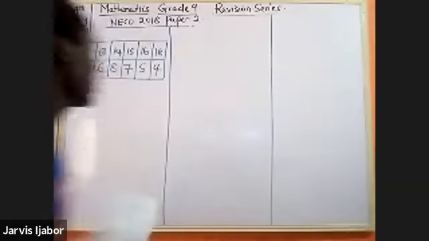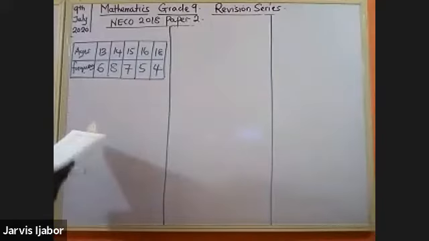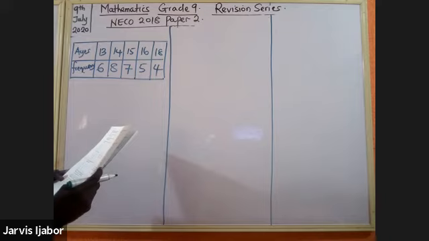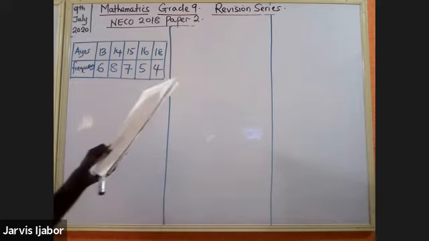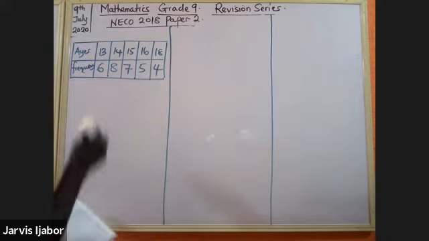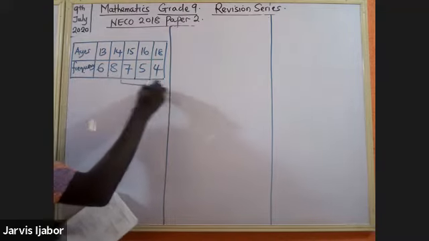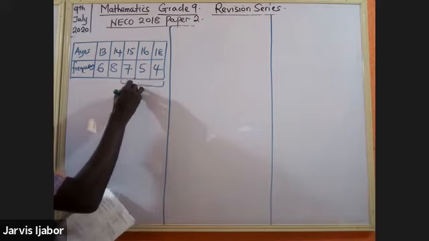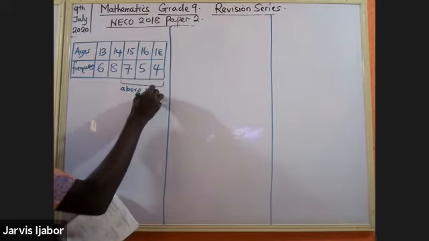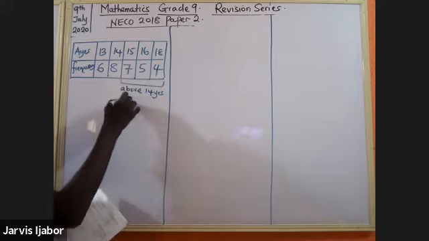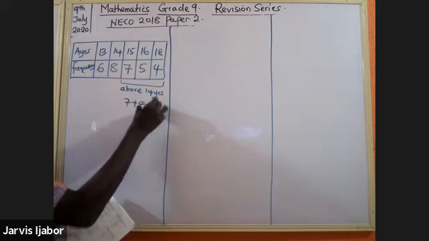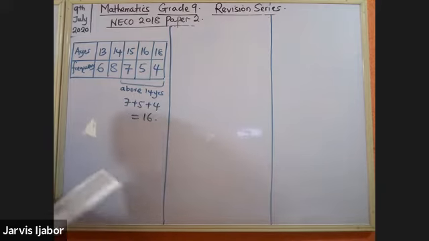All right, let's continue. So that's the table you have. So now I said, how many students are more than 14 years old? More than 14 means they are not 14. It's from here to here. Above 14. So how many? It will be 7 plus 5 plus 4, and that will give me 16.